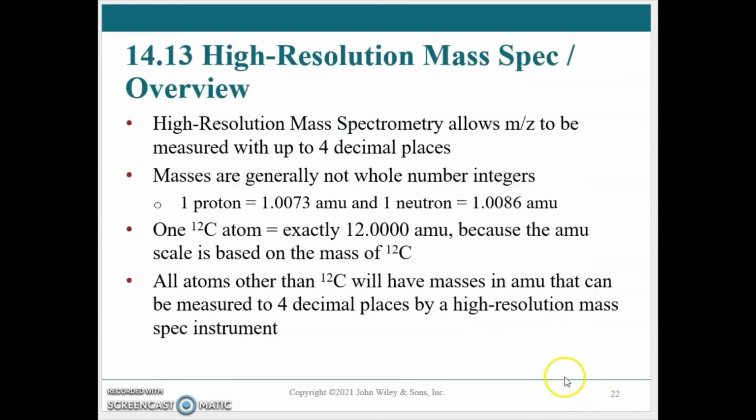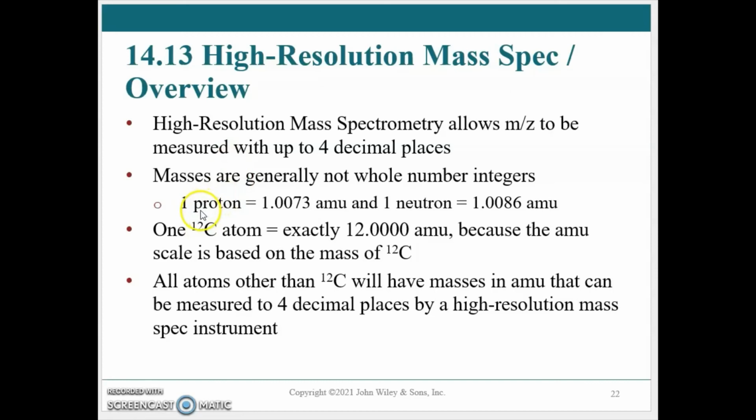Now, the availability of high-resolution mass spectrometers has really improved the power of mass spec, and also made it much easier to use mass spectrometry to solve structures. In a high-resolution mass spectrometer, the m/z ratio can be measured up to 4 decimal places. What we've been looking at up until now, we're using nominal molecular weights. We're just counting protons and neutrons to come up with nominal molecular weights.